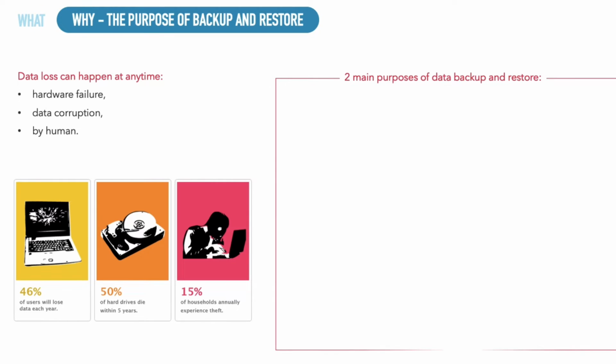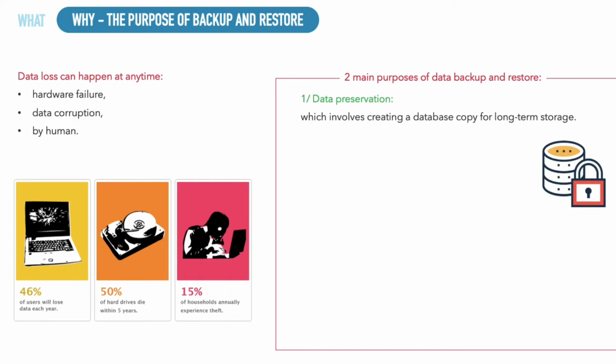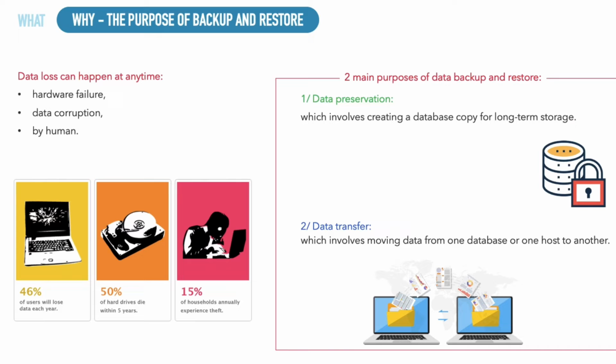To summarize, the two main purposes of data backup and restore are: the first one, data preservation, which involves creating a database copy for long-term storage. The second one, data transfer, which involves moving data from one database or one host to another. Now I will talk about the next part.